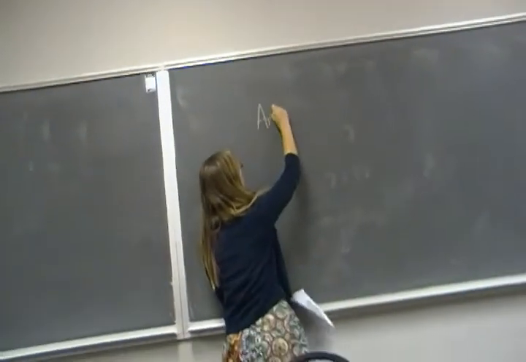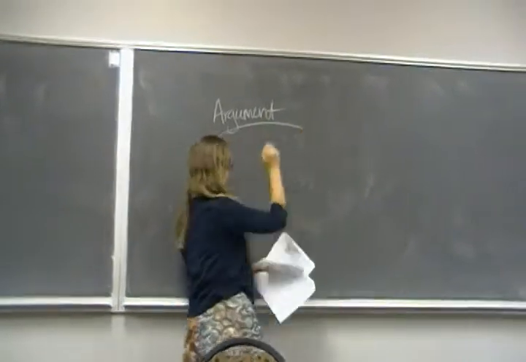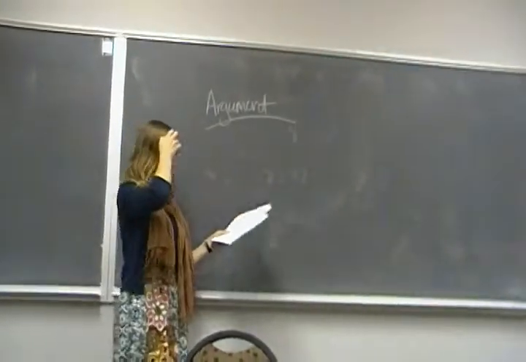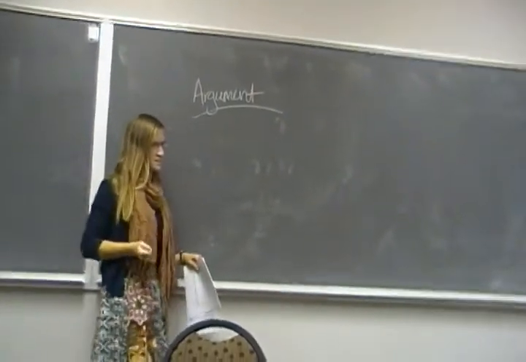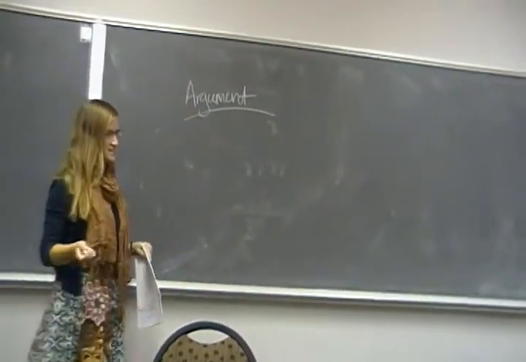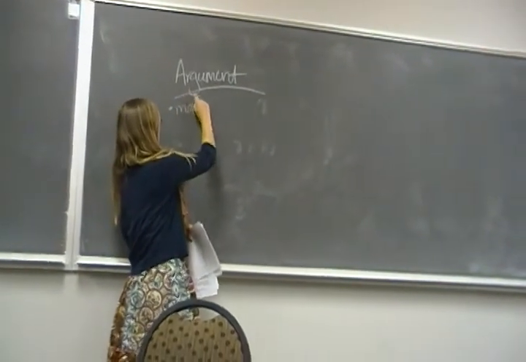First, what an argument is. What is an argument? JB? An argument is when you're trying to make your point to someone else who has the opposite view than you do. Okay, so you're trying to make a point.